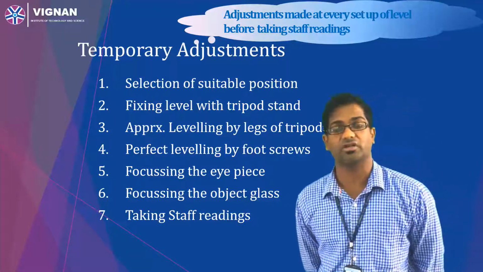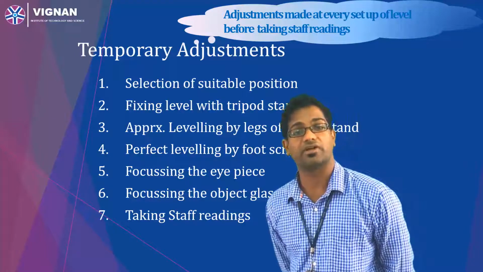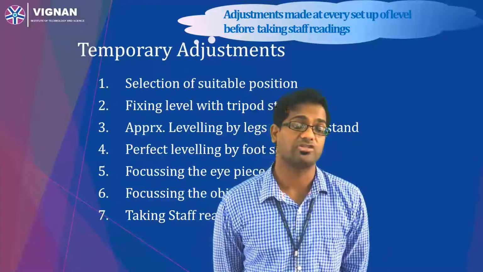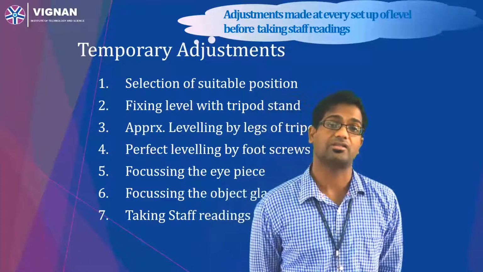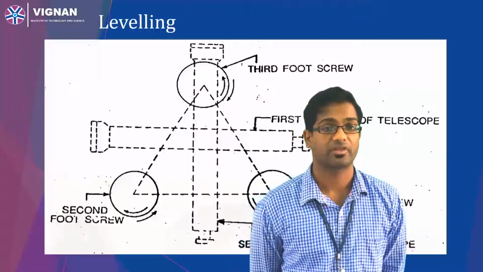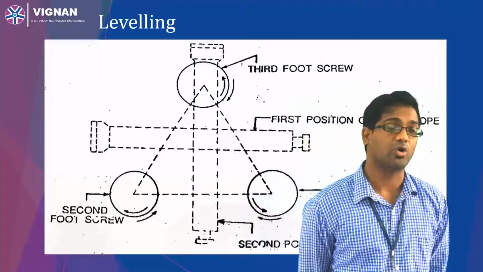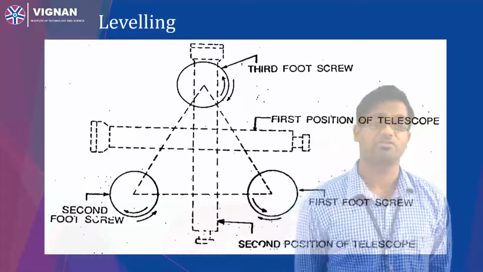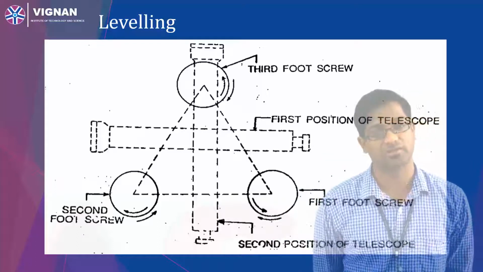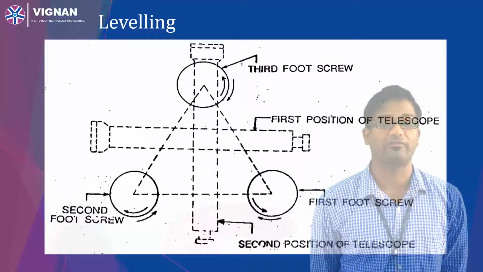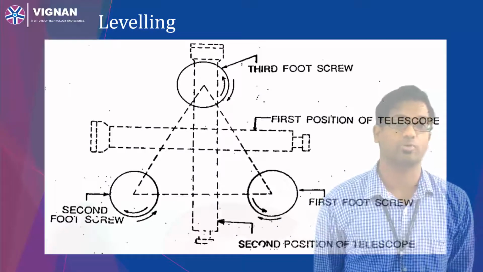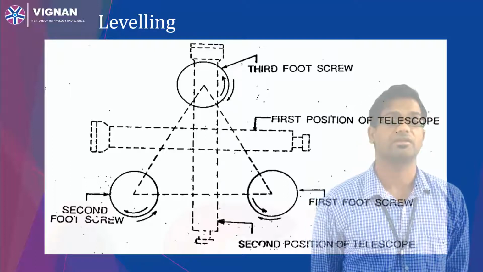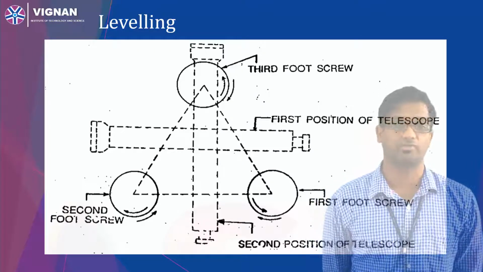The concept you need to learn is the fourth one, which is perfect leveling by foot screws. This is an iterative operation you need to conduct in order to make the instrument level. The figure shows you how to conduct a leveling operation. We have 3 foot screws in any instrument. Let us say the first foot screw is on the bottom right side, the second foot screw on the bottom left side, and the third foot screw at the top.